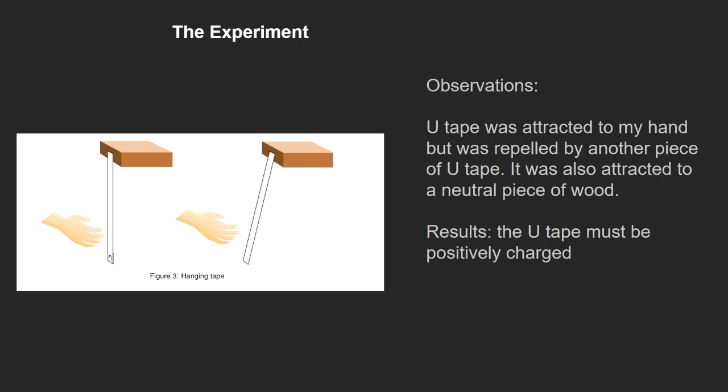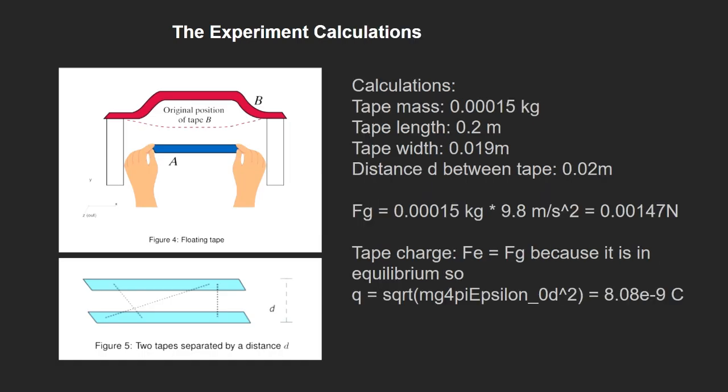In this photo you can see bringing a hand near it and it attracting to the hand. The U-tape was attracted to my hand, but it was repelled by another piece of U-tape, and it was also attracted to a neutral piece of wood. So in conclusion, for this part of the experiment, the U-tape must be positively charged.